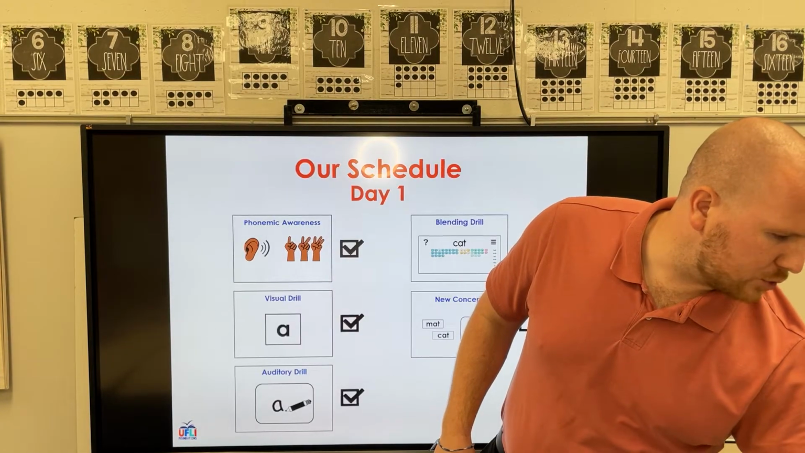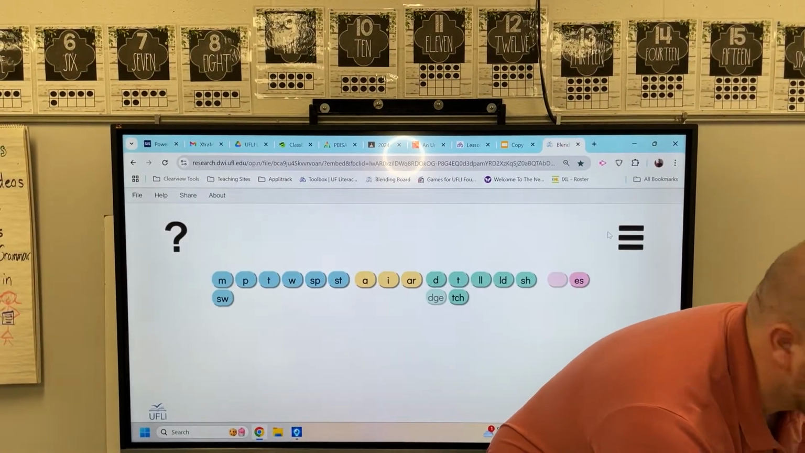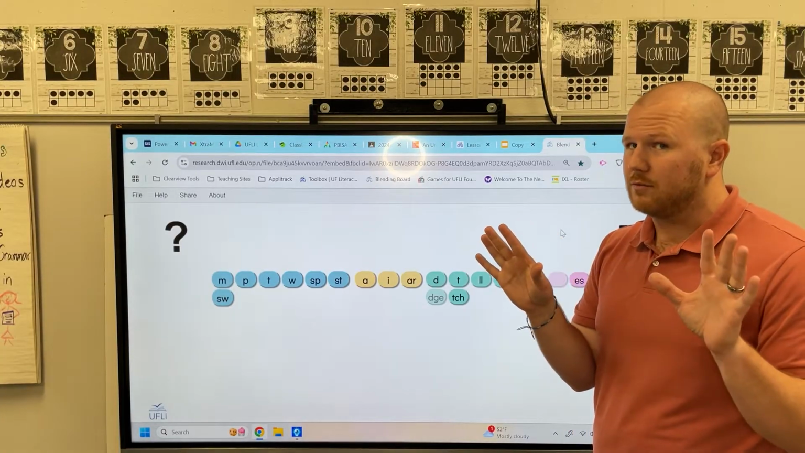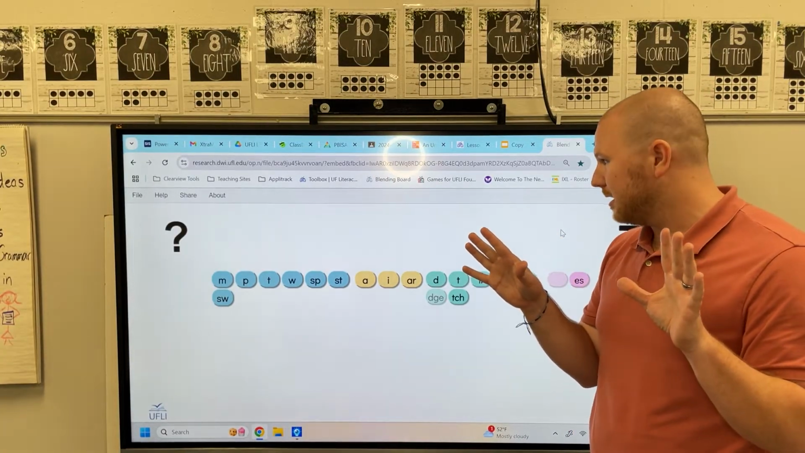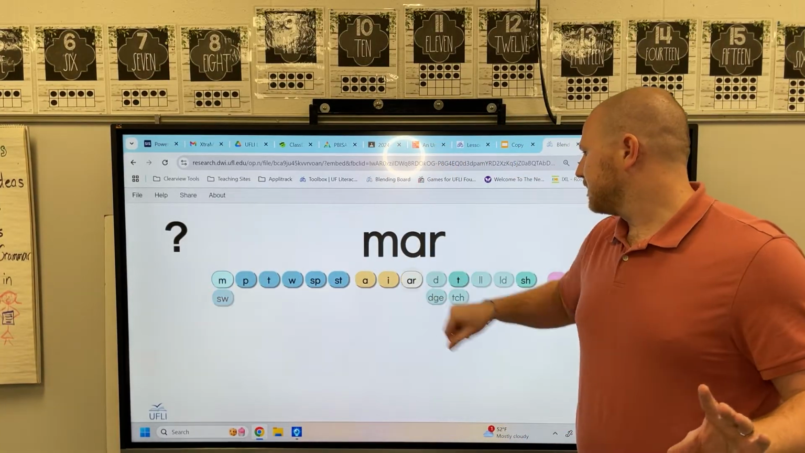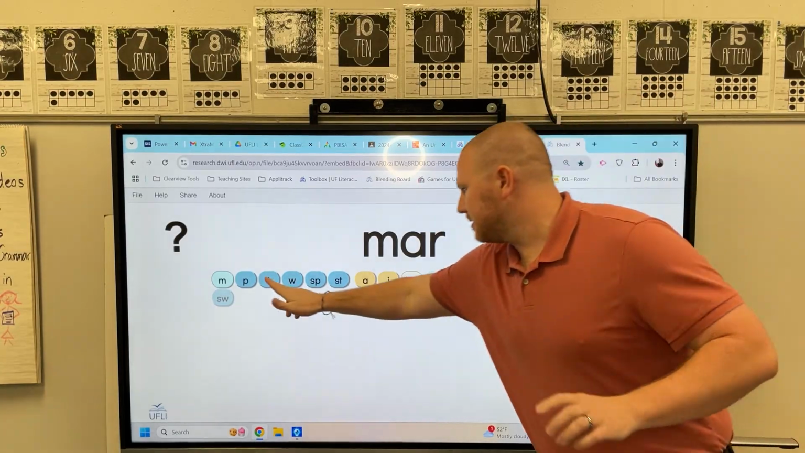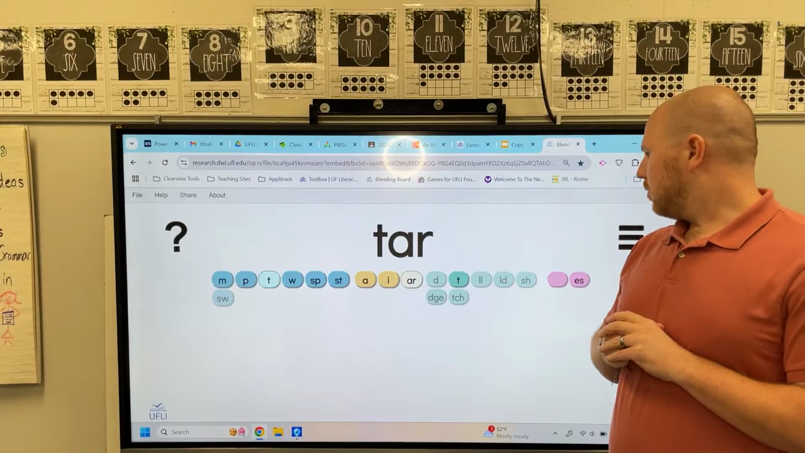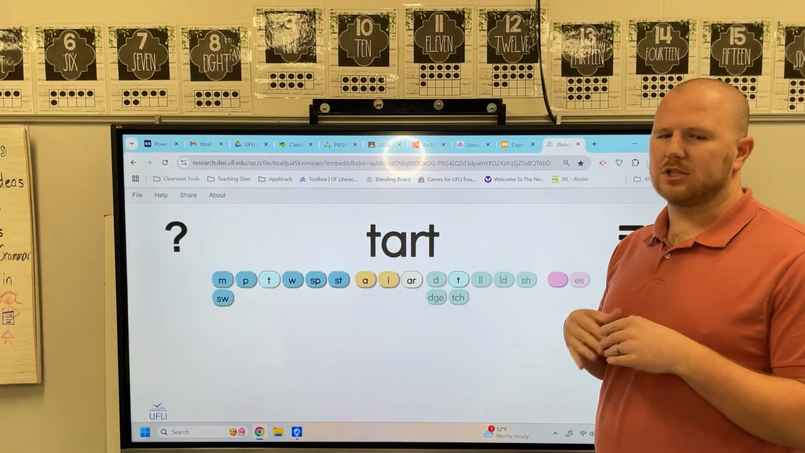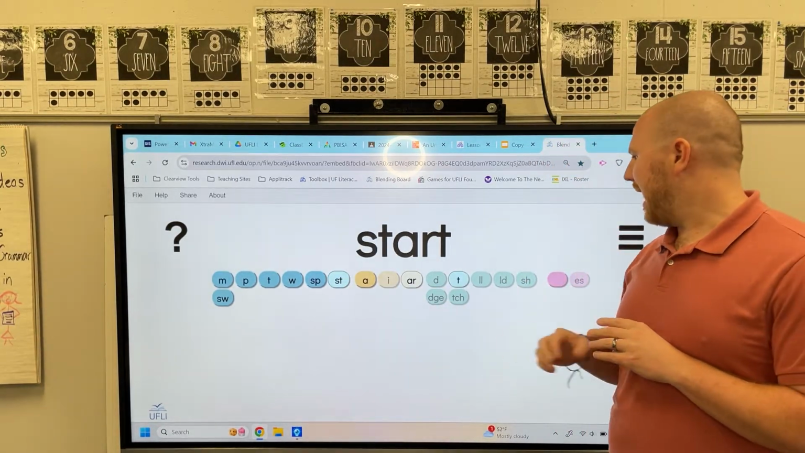Moving on, we're going to go to our blending board. I need to put mine up on the board here. Some of these are going to be nonsense words, so don't panic. What does this say? Mar. Very good. What does this say? Tar. What does this say? Tart. Kind of like something sour. Tart. What does this say? Star.